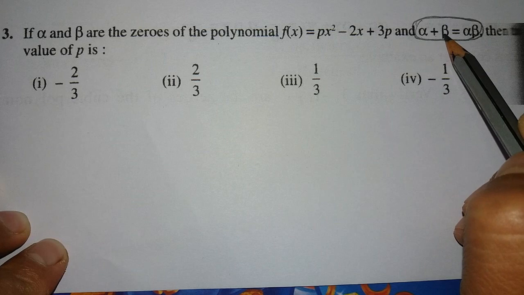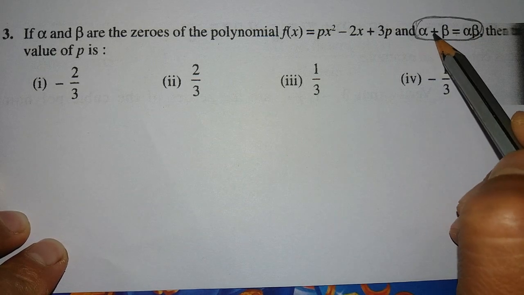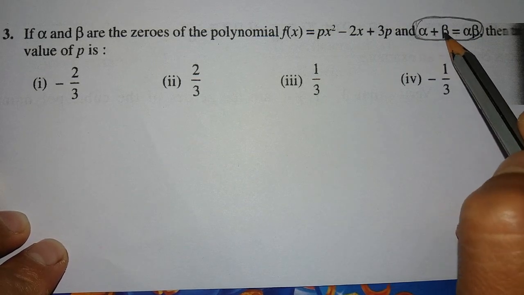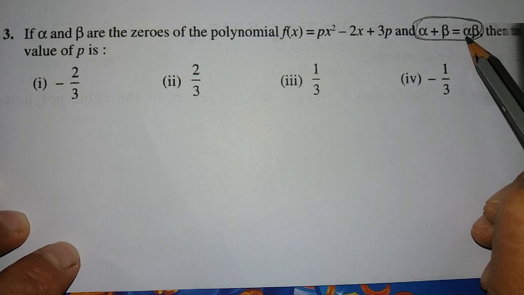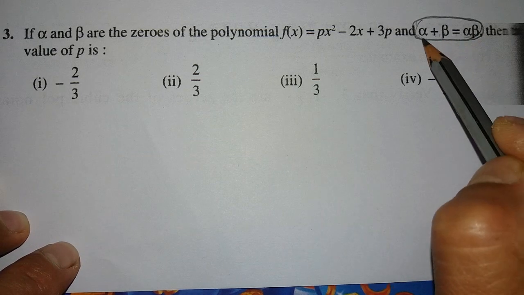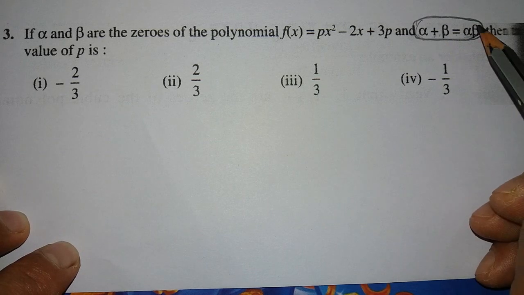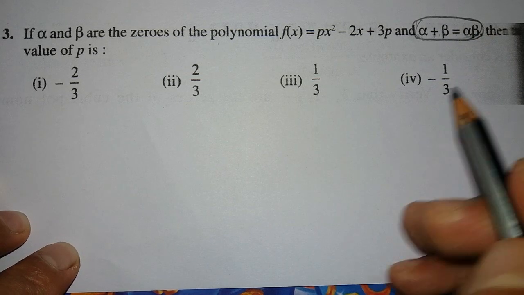Here alpha plus beta is equal to alpha into beta. Now alpha plus beta is nothing but the sum of the zeros, and alpha into beta is the product of the zeros. So what it says here is the sum of the zeros is equal to the product of the zeros.